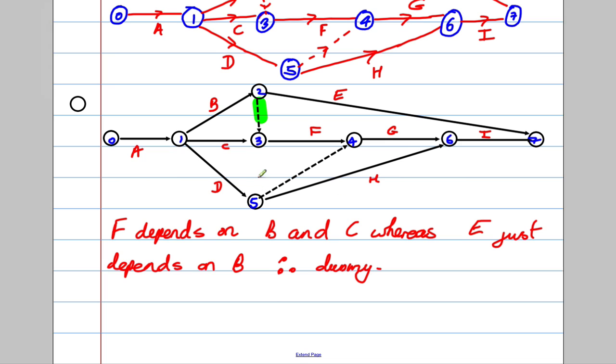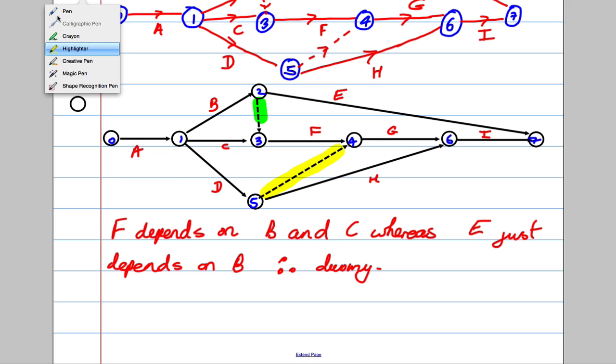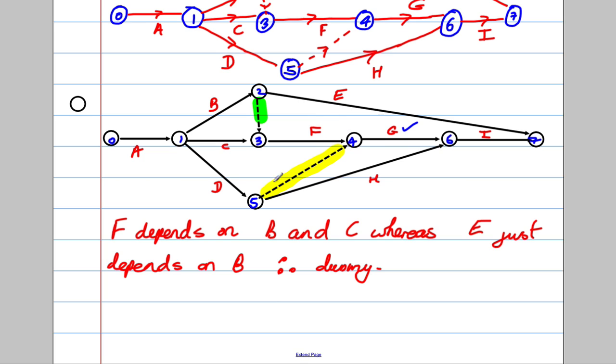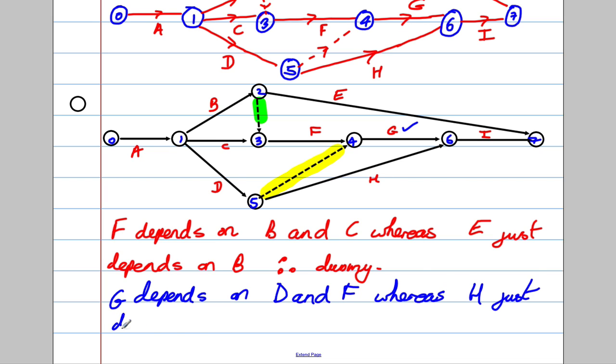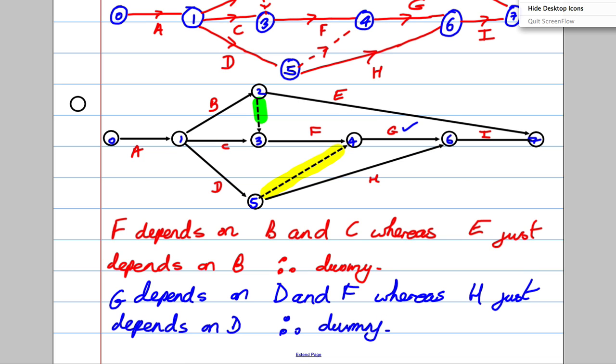Well, actually the other dummy is for a very similar reason. What's the point of that dummy there? It's because G depends on D happening and F happening, whereas H just depends on D. So it's because G depends on D and F, whereas H just depends on D, therefore dummy. So this was both 2 examples of the first type of dummy we have, and we're done in that case.